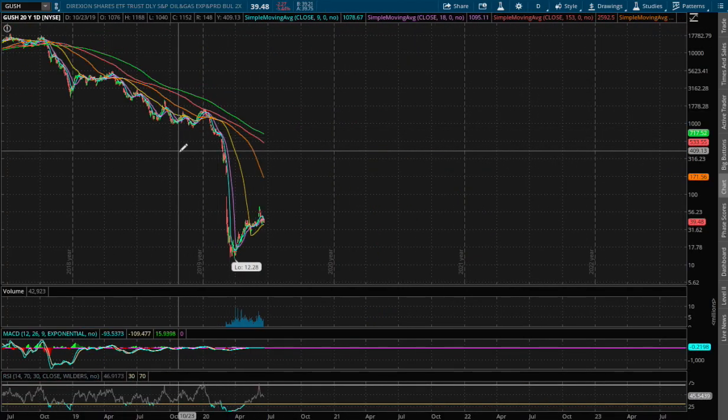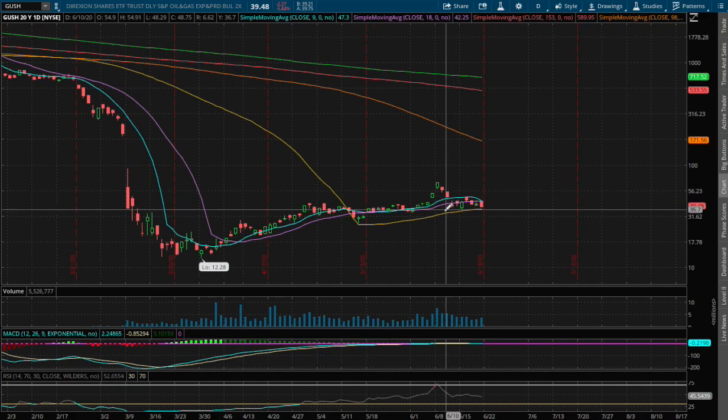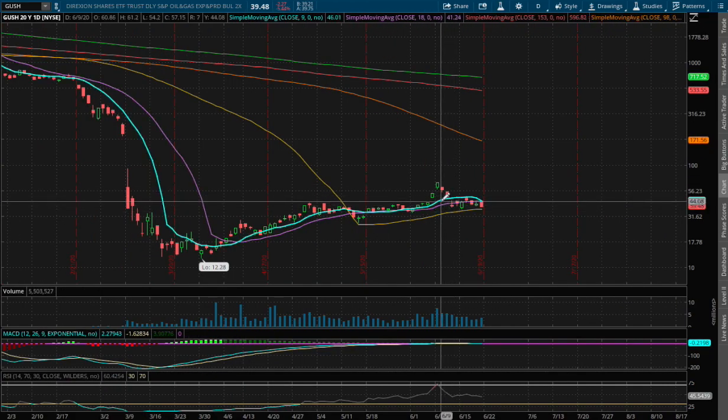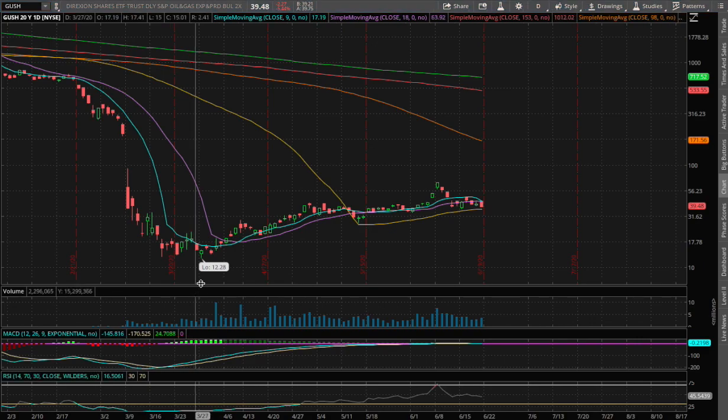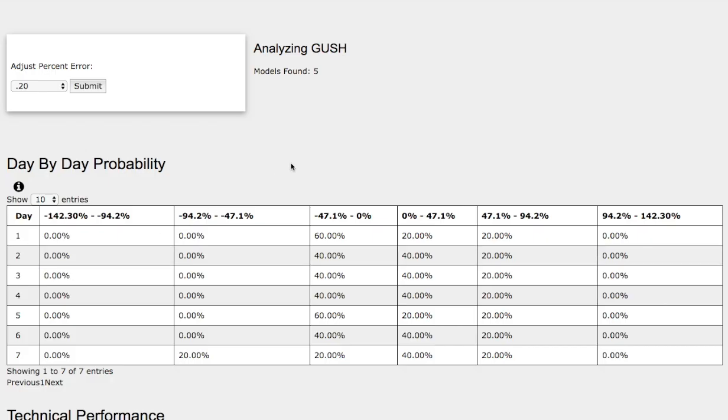On to the daily chart, we are starting to see a divergence of the 9 moving average onto the 18-day moving average, the blue and purple line respectively. So let's examine the day-by-day probability model as our support and resistance gauges. As we progress to the 7th day, we have a 40% chance between 0 to 47%, and to extreme cases to the upside, we have a 20% chance between 47 to 94%.